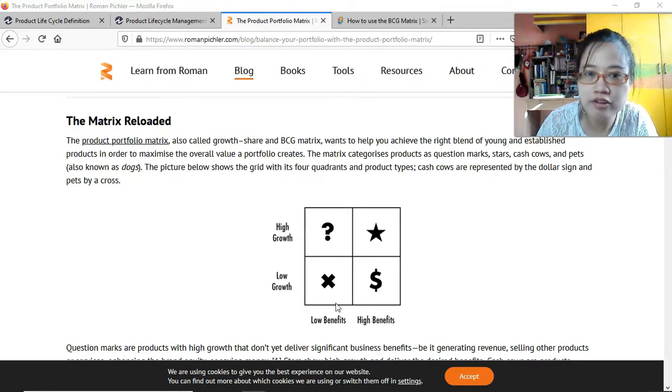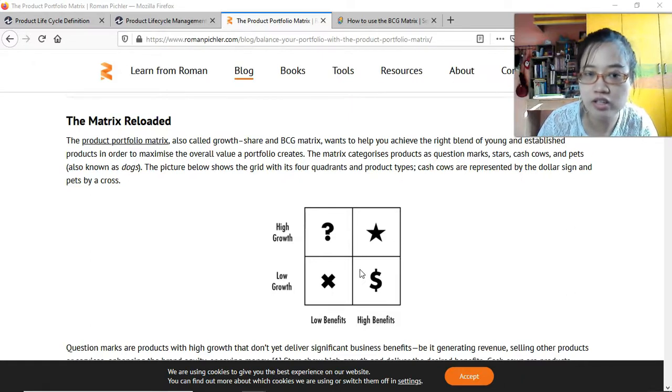And then we have the pets represented by this cross. Essentially, pets are the products that are already on a decline. So there's slow growth and also low benefits because it's already in decline. There's less and less customers for it. The demand goes down, and so the company is not seeing that much sales or revenue from these types of products. Okay.